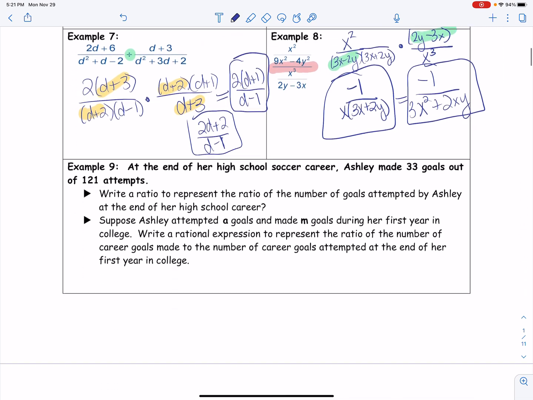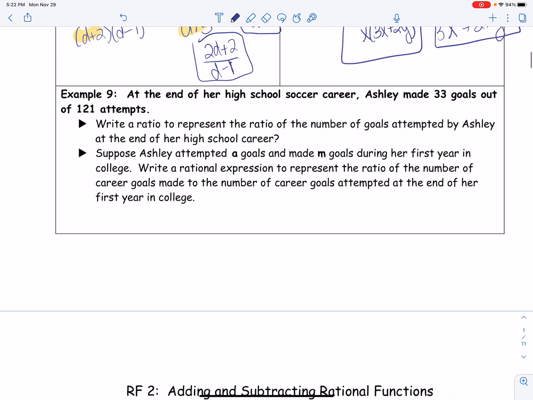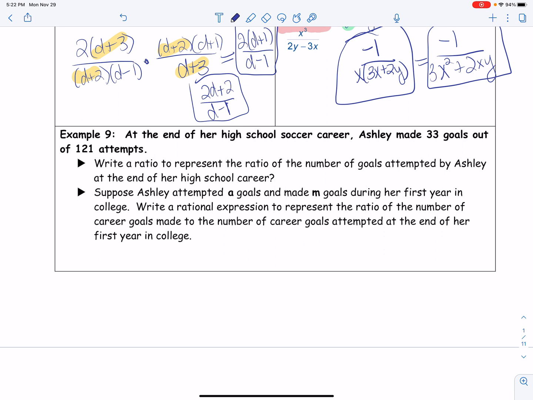Okay. All right, so your story problems on this are kind of interesting. They are actually not mathematically hard, but they're logically hard. So at the end of her high school soccer career, Ashley made 33 goals out of 121 attempts. Write a ratio that represents the number of goals attempted at the end of her high school career. So didn't she make 33 out of 121, right?